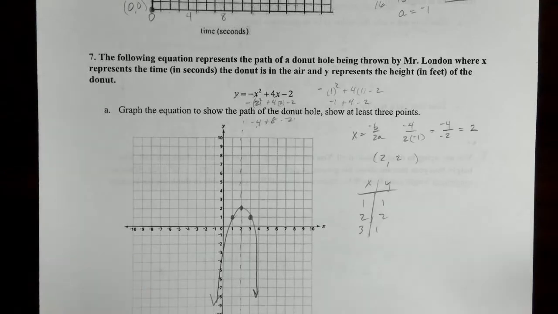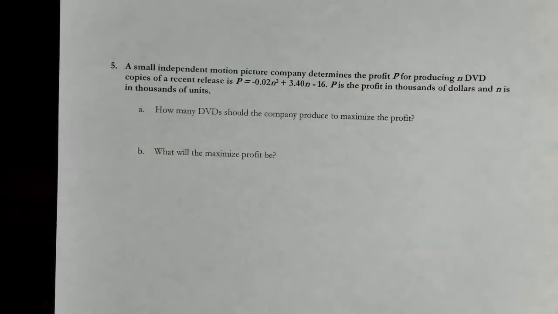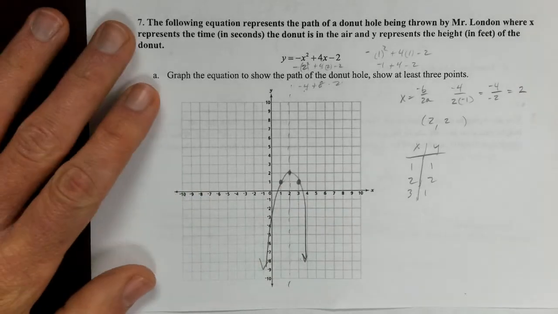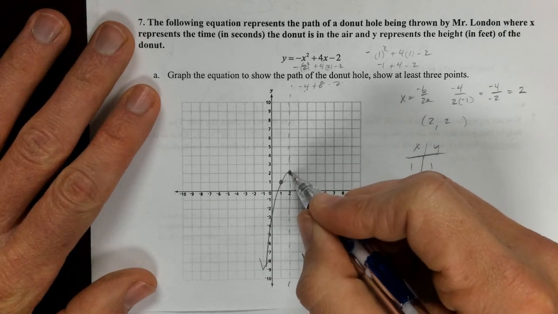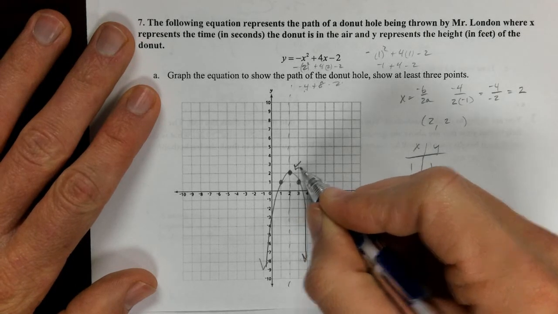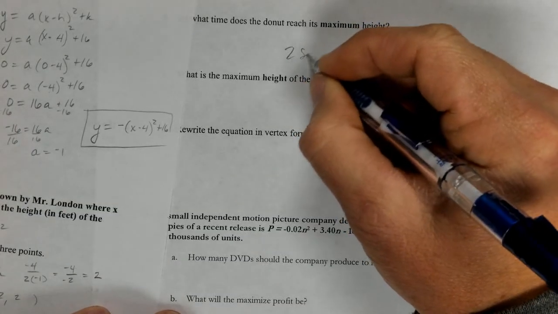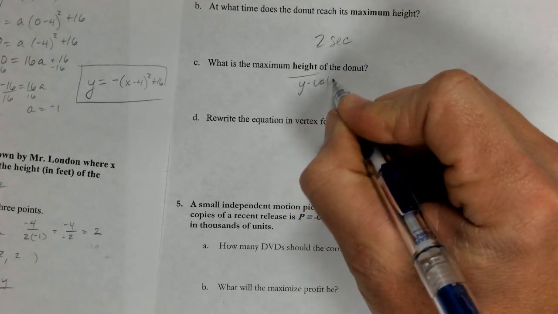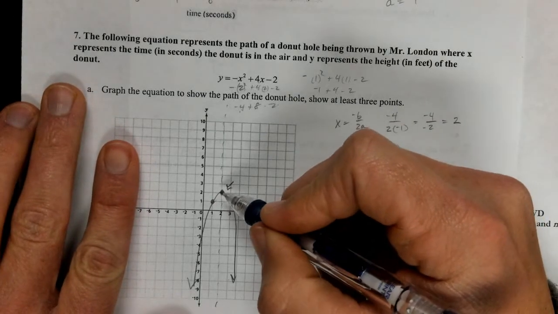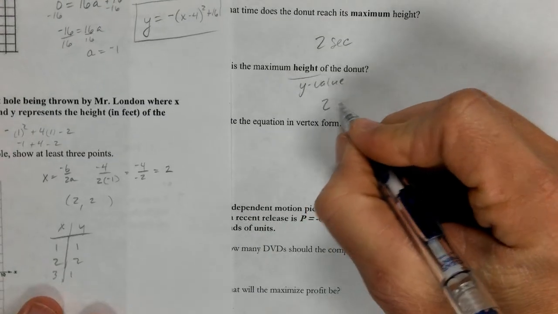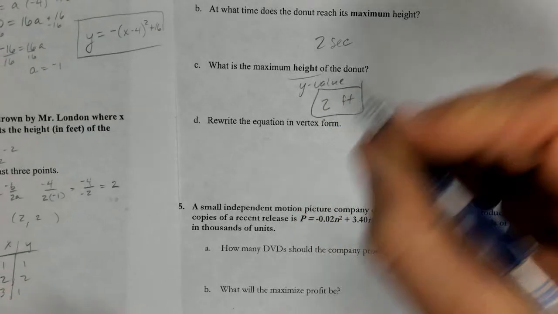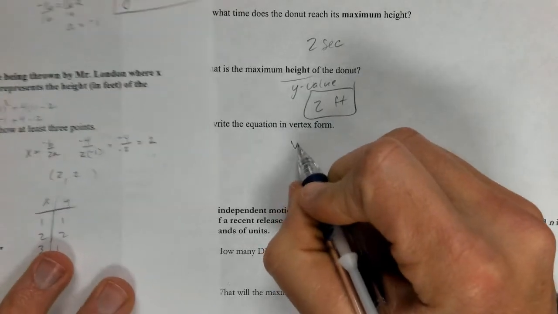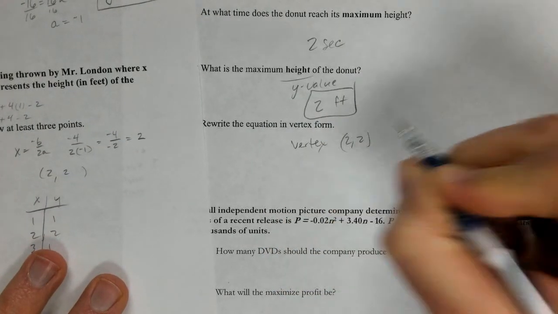Alright, it says at what time does the donut reach its maximum height? So going back to my graph, at what time t does my donut reach its maximum height? There's my maximum. There's the vertex. So at what time? 2 seconds. It says what is the maximum height of the donut? Now I need the y value. Time was x. Now I'm looking at the y value. Well, how high was it? 2. And we're looking at feet, so 2 feet. It says rewrite the equation in vertex form. My vertex is at 2, 2.